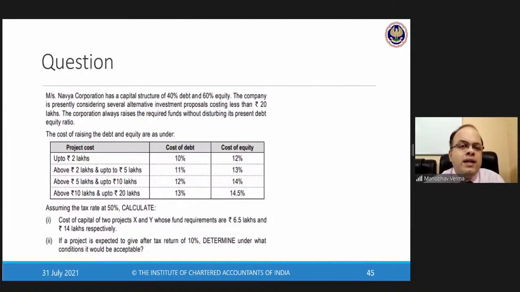Now, we need to understand here what they're talking about, that you are raising the required funds without disturbing its present debt equity ratio. That generally has been the pattern of the questions anyways. Cost of raising the debt and equity are as under. So up to 2 lakhs, cost of debt is 10%, equity 12. And as you increase the project cost, you could see the cost of debt and equity also rising up. And they're talking about if the tax rate is 50%, calculate the cost of capital of two projects X and Y, whose requirements are 6.5 lakhs and 14 lakhs respectively.